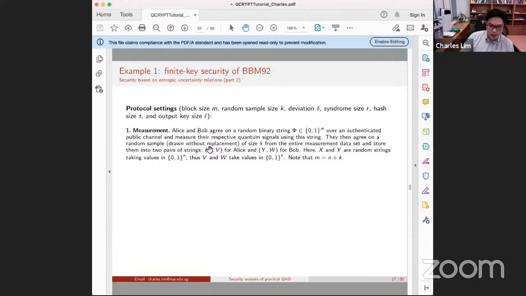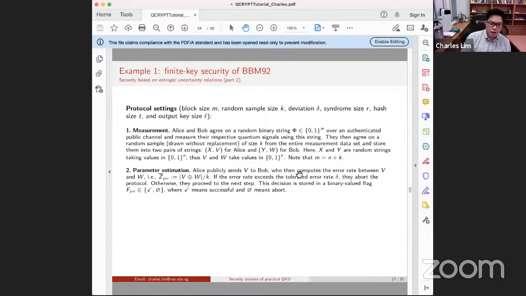So what we're going to do is that the measurement outputs of Alice and Bob can be divided into two segments. One is the raw key, the final raw key that they will have for key distillation, and V will be the part of Alice that she'll use for parameter estimation. And likewise for Bob, we denote Y for his final raw key and W for his random sample, right?